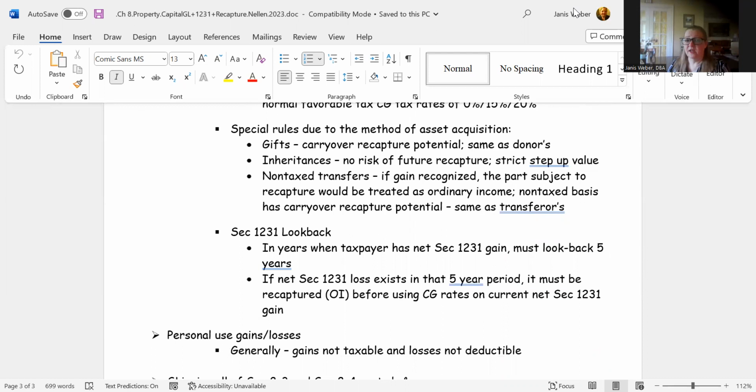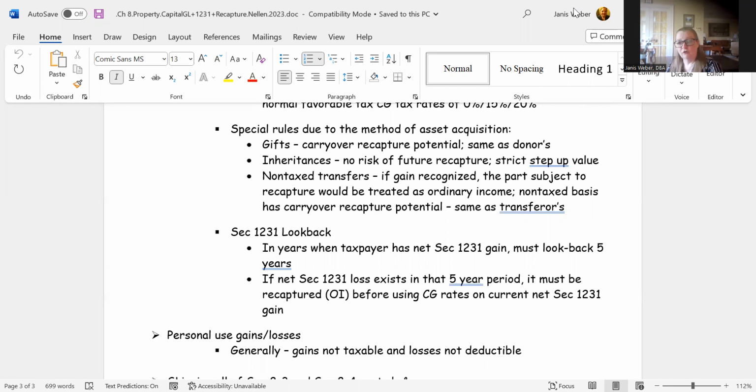In the same way that the carryover basis comes in, the same as the donor's for a gift, they keep those same tax attributes. Meaning, if you sell an asset that was gifted to you, if it would have been recaptured by the donor if they sold it, then it has to be recaptured as ordinary income by you too.